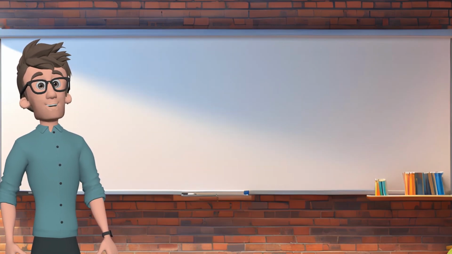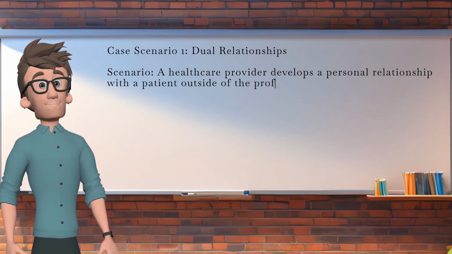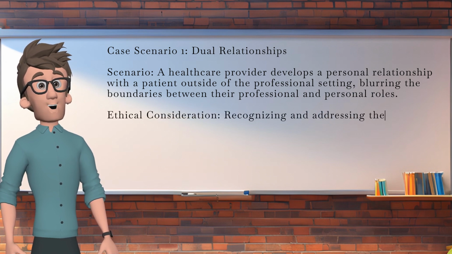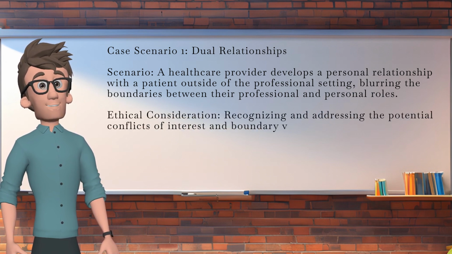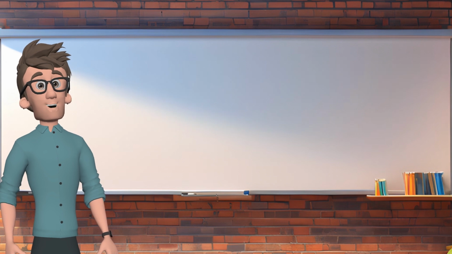Now that we know all the ethical guidelines and their definitions, let's move on to case studies. Case Scenario 1. Dual relationships. Scenario. A healthcare provider develops a personal relationship with a patient outside of the professional setting, blurring the boundaries between their professional and personal roles. Ethical consideration. Recognizing and addressing the potential conflicts of interest and boundary violations inherent in dual relationships. I will give everyone a few moments to think about possible considerations to apply.